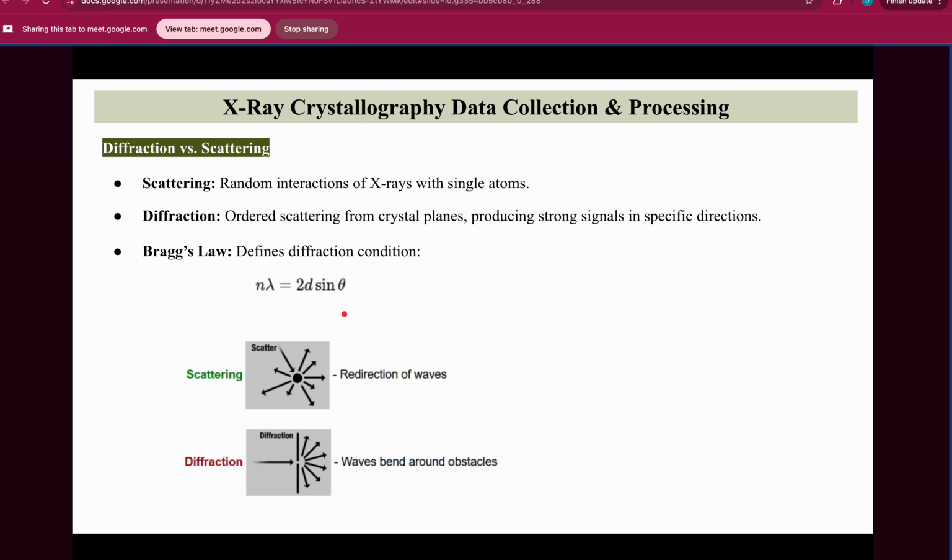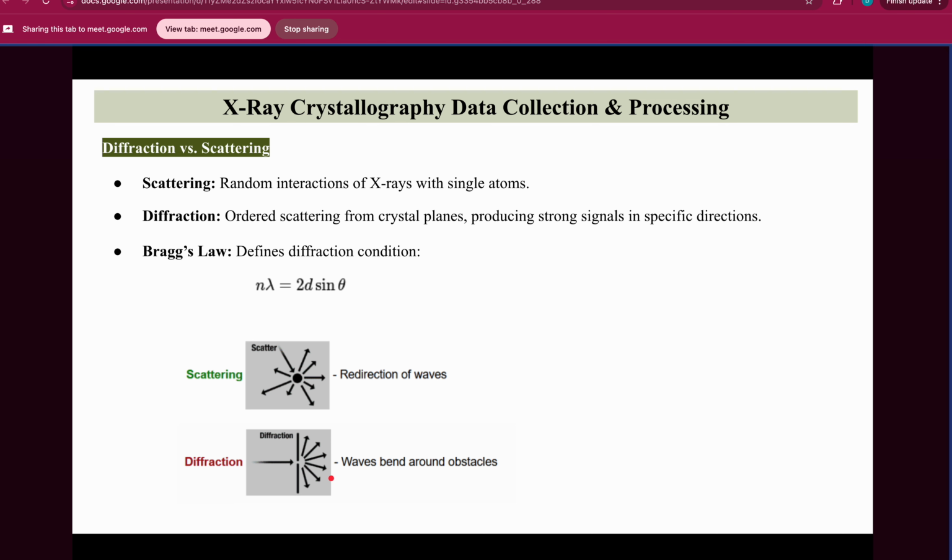And this is to show you the difference between diffraction and scattering. When we say scattering, it is the random interaction of X-rays with single atoms, and they can get randomly scattered in different directions. But diffraction is the ordered scattering from crystal planes. So there is some order, some direction associated with it, producing strong signals in specific directions. It is not randomly passed in different directions, but precisely passes in a specific direction, which is coherent, which is ordered.